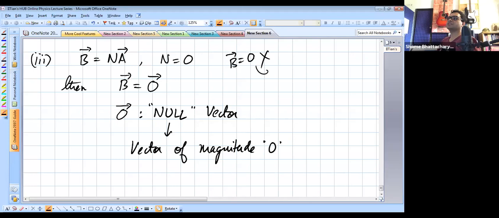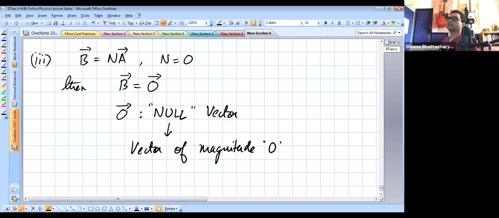Why is it wrong? Because this side is a scalar, and this side is a vector. So I have to stick to the laws of vector algebra. When I write a vector on the left hand side, it must be supported by a vector on the right hand side. An example of a null vector is if we subtract the same vector from itself.